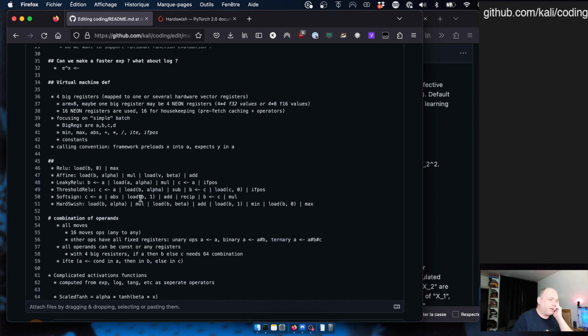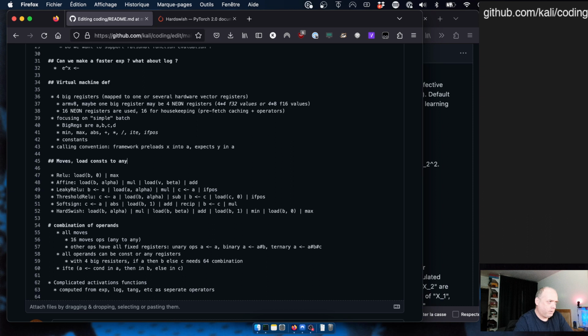We at least need the binary here once. We also need, in the threshold ReLU, we do subtraction between, nope, actually it's a constant, the other guy is a constant. So that's the variation with all moves. Load to load const. Load const to any reg, and unary, binary, ternary on ABC.